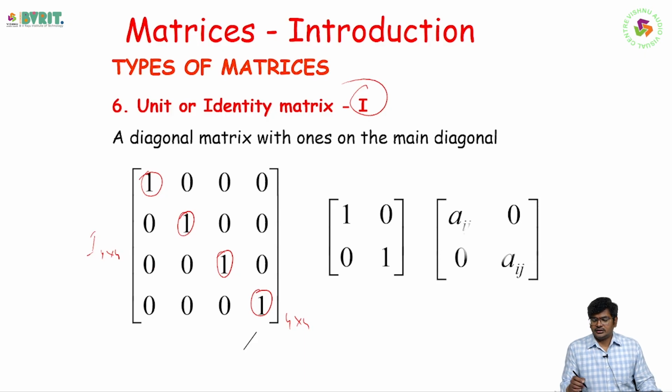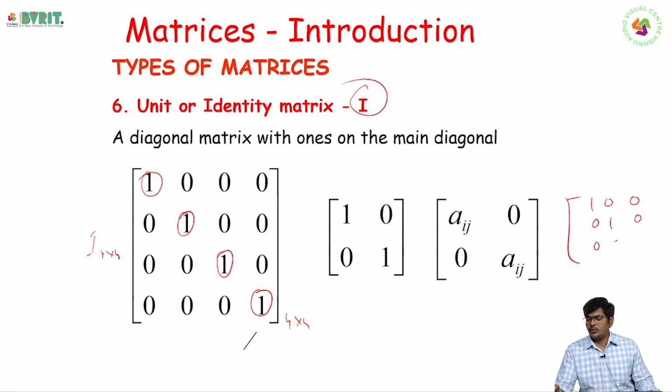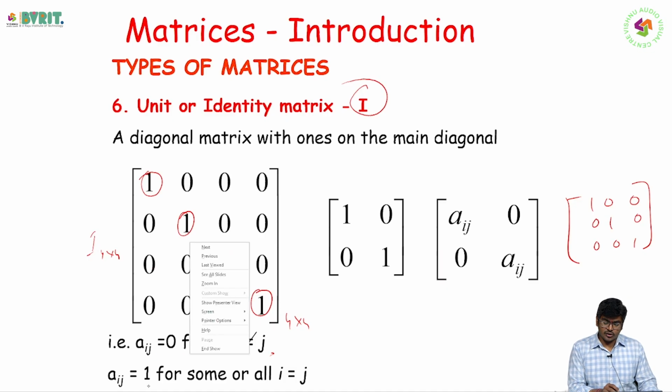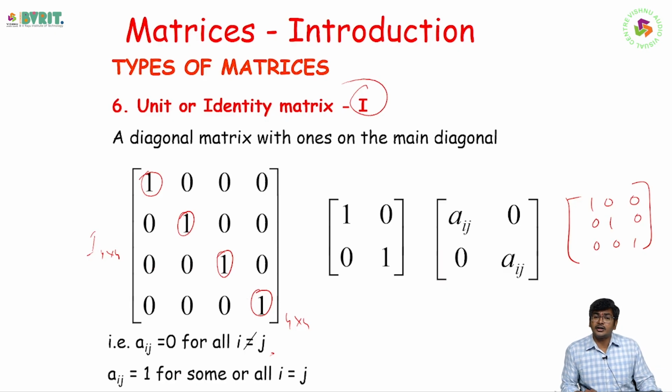For 3 by 3, the 3 by 3 identity matrix means 1 0 0, 0 1 0, 0 0 1. This is the 3 by 3 identity matrix. How to identify the identity matrix? The identity matrix means all the diagonal elements are 1 and the remaining are all zeros. This type of matrix is the identity matrix or unit matrix. Here observe that a_ij equals 0 for i not equal to j, and a_ij equals 1 for i equal to j.